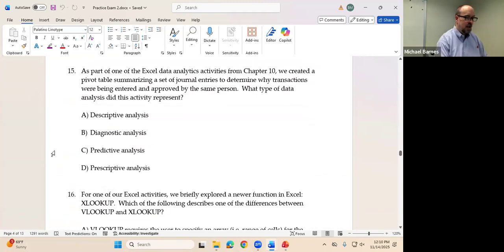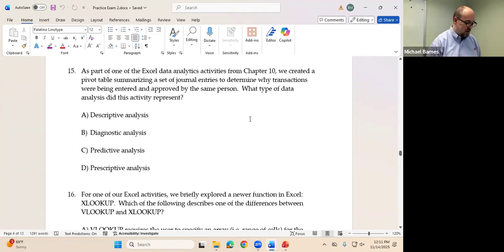All right, moving on to our Excel data analysis. So our data analytics from chapter 10, I don't know why it says chapter 10, it's actually chapter 2. My apologies. Created a pivot table summarizing the set of journal entries to determine why transactions are being entered or approved by the same person. What type of data analysis did that activity represent? This was our second activity. And remember, we talked about this. We said we want to identify violations of segregation of duties so we can figure out why did this happen. So the word why is really, really important. We're asking why. We're talking about a diagnostic analysis.